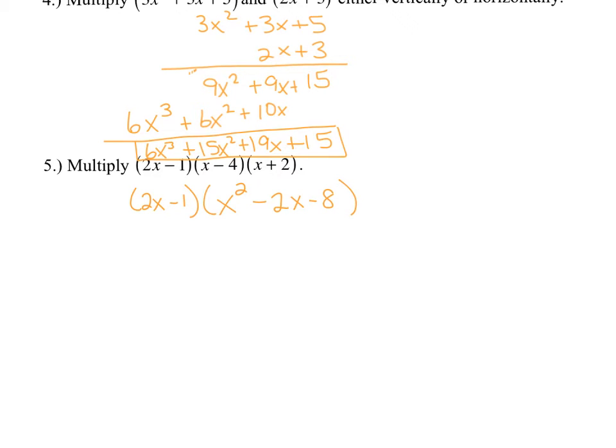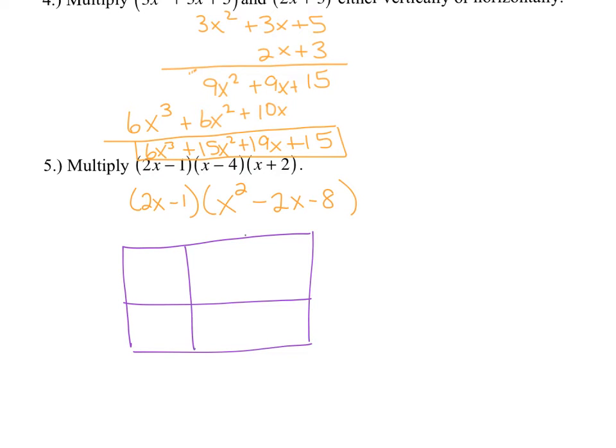And then again, you can multiply in any way that you prefer. For this one, I'm going to go ahead and use a generic rectangle just so you see that method. This is a 2 by 3 because we're going to have a 2x and a minus 1, so that's a binomial. And along the top, we'll have our x squared minus 2x minus 8, the trinomial. So on the inside, you'll have 2x to the third, minus 4x squared, minus 16x, negative x squared, positive 2x, and a positive 8.